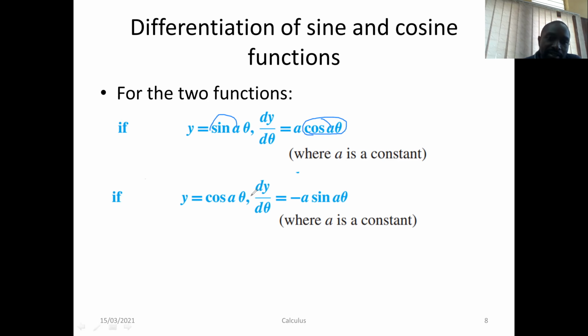If you're given a function y equals cos a theta, again, bring the coefficient before the cos, which is what we have here, and then find the derivative of cos a theta, which is minus sine a theta, where a, again, is a constant in this case. So let's do an example to illustrate this rule.